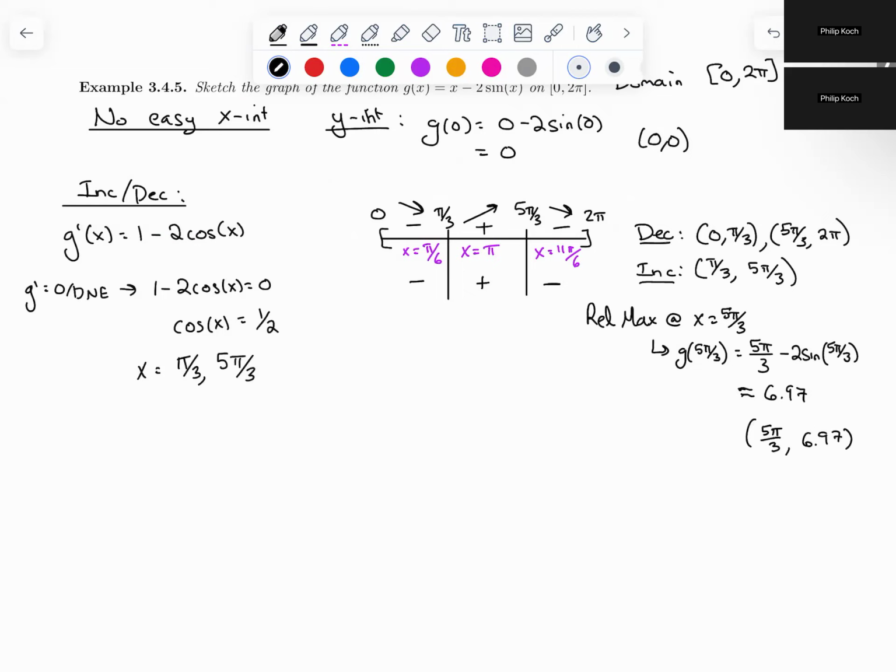And we have a relative min at x equals pi over 3. And to find the point, I'd plug it into the original function. So g of pi over 3 is going to be approximately, if I plug it in the same way, I should get negative 0.68, approximately.